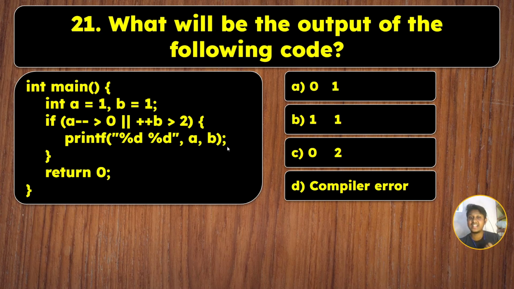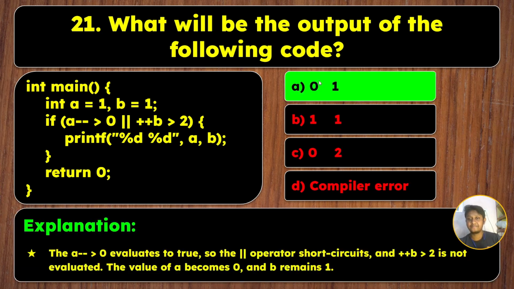So here the correct answer will be option A. As you can see in the explanation, A-- greater than 0 evaluates to true. So the OR operator short-circuits, and ++A greater than B is not evaluated. The system directly jumps from this step to this step, and the value of A becomes 0 and B remains 1. So I hope you got to know.